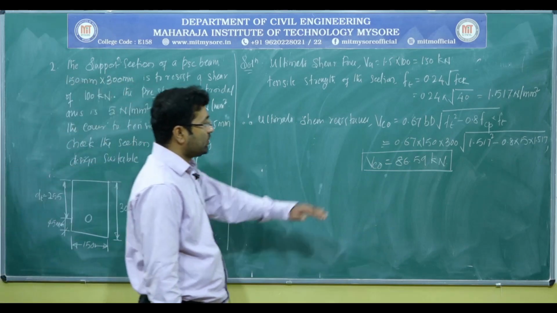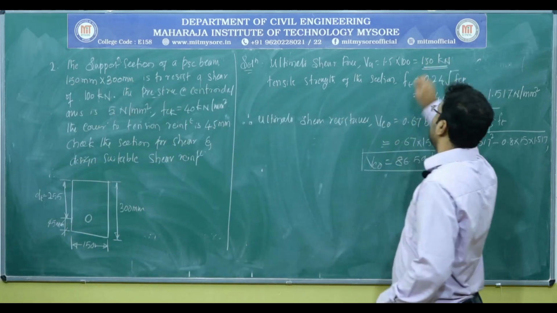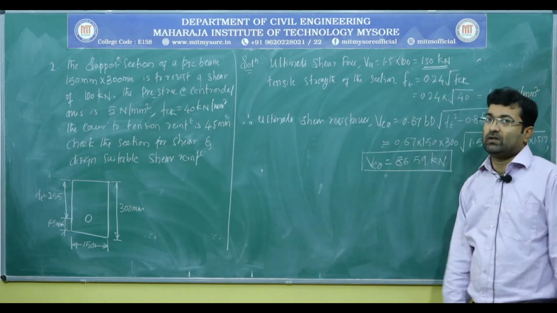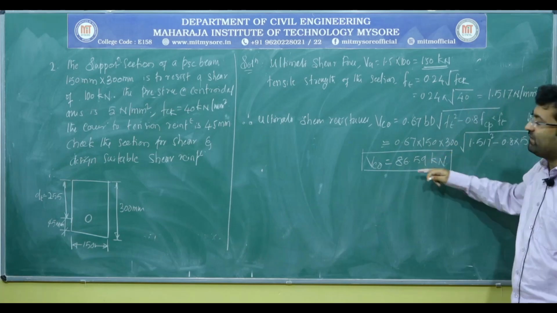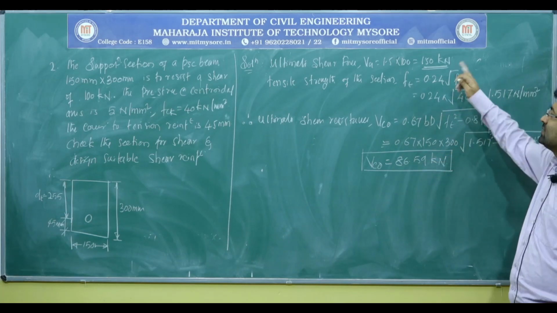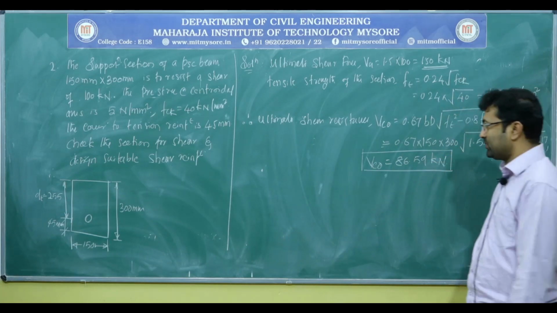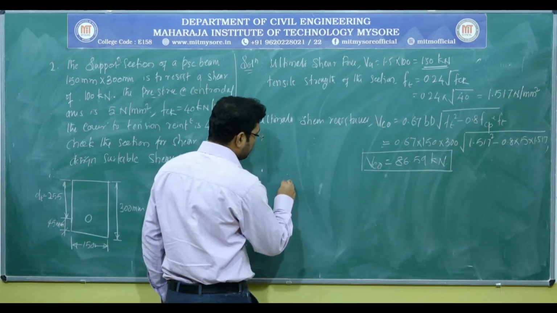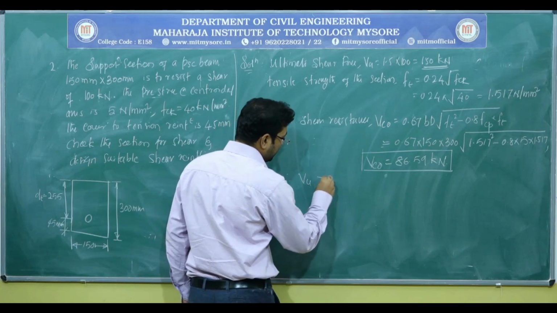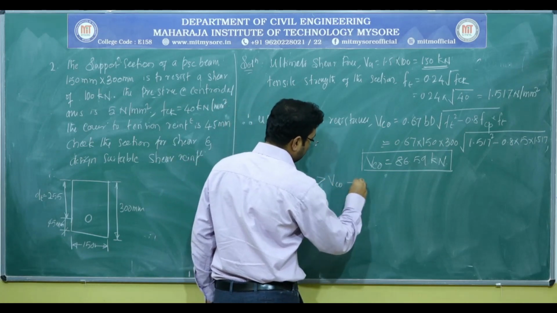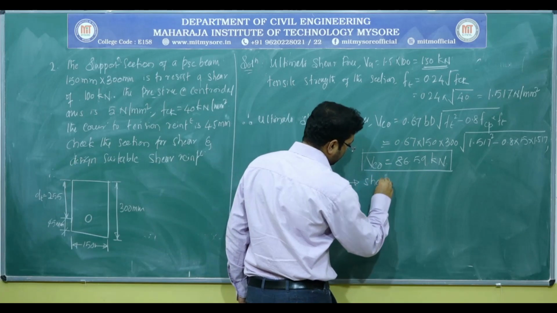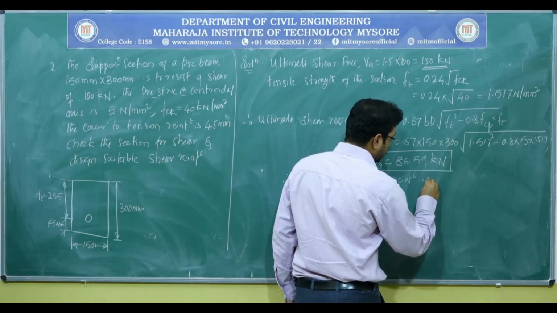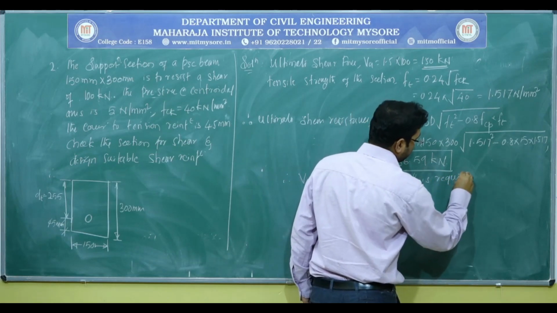But how much is the actual acting? So actually the shear force developing in the section is 150 kilonewton. So our section is weak to carry the shear force. So we have to provide shear reinforcement. Therefore here Vu is greater than Vco, hence shear reinforcement is required.